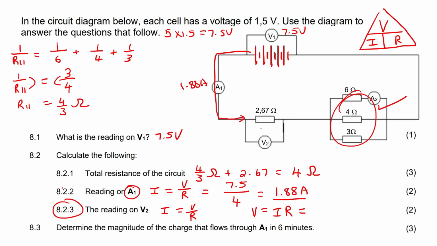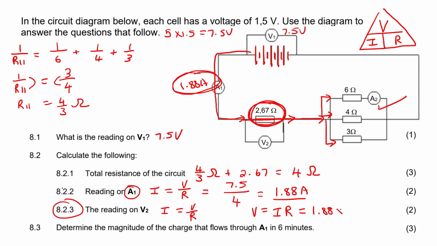When it gets over here, all of it goes through here, 1.88 amps. When it gets over here, some of it will go that way, some of it that way, and some of it that way. But the point I'm trying to make is that this 1.88 amps is the main circuit current, and so that is the amount of current that will also flow through this resistor over here. So when we're doing this calculation, we can use 1.88 and 2.67, and we end up with 5.02 volts.